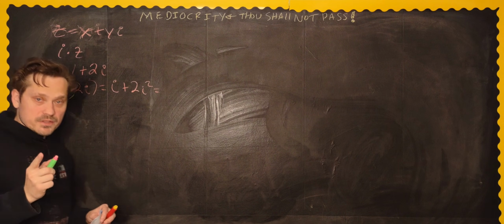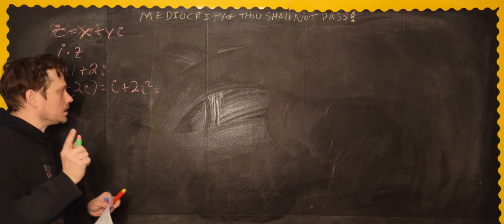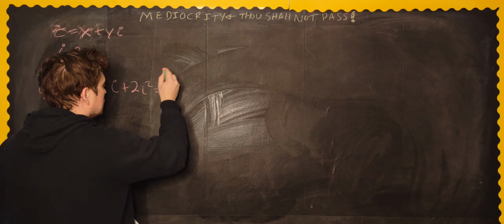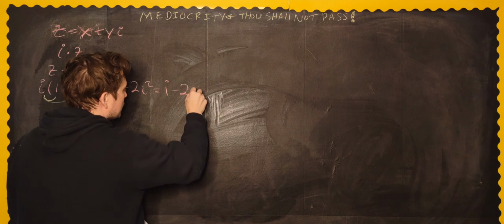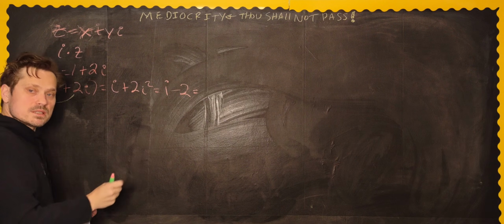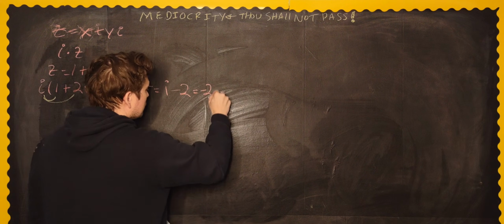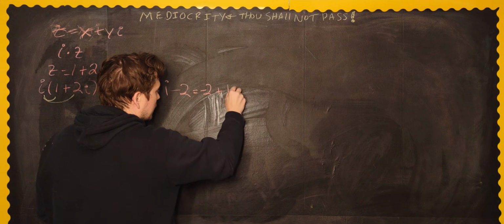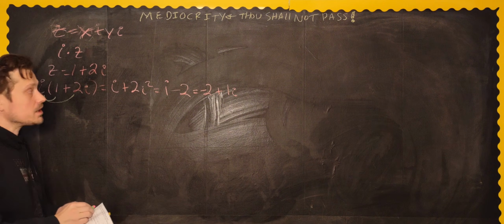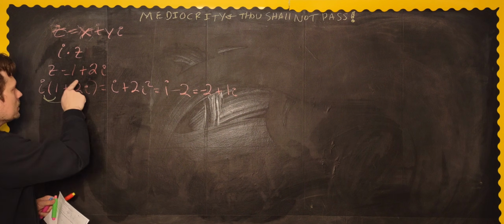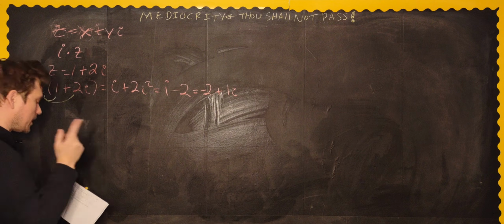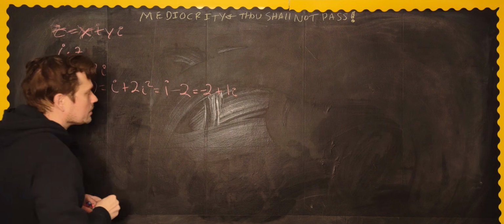Now i squared, hopefully you know, is negative 1. So you're going to have i and then minus 2. If you like, you can transpose these two terms and you're going to have negative 2 plus 1i. Now we want to try to find a relationship between this number and the original number, z equals 1 plus 2i. So the relationship is here if you look at it.